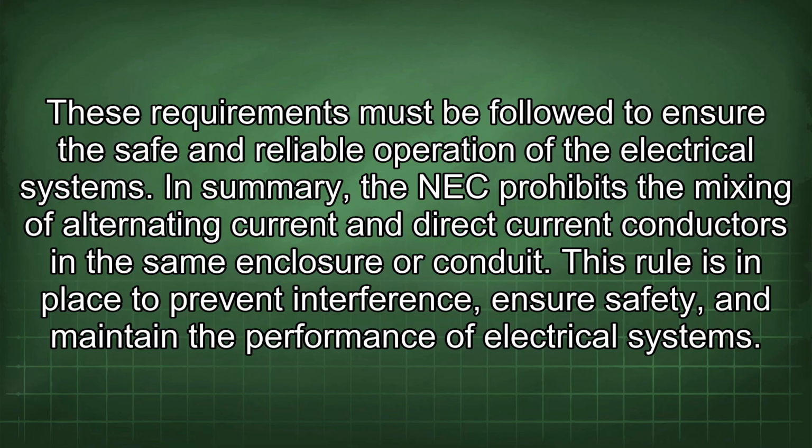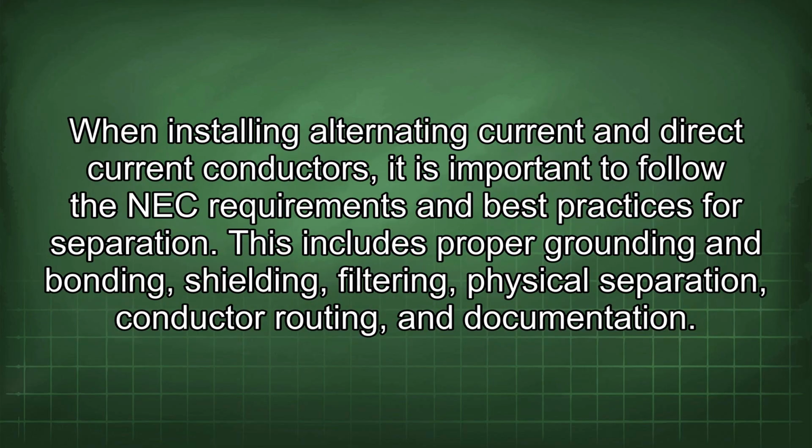In summary, the NEC prohibits the mixing of alternating current and direct current conductors in the same enclosure or conduit. This rule is in place to prevent interference, ensure safety, and maintain the performance of electrical systems. When installing alternating current and direct current conductors, it is important to follow the NEC requirements and best practices for separation. This includes proper grounding and bonding, shielding, filtering, physical separation, conductor routing, and documentation.